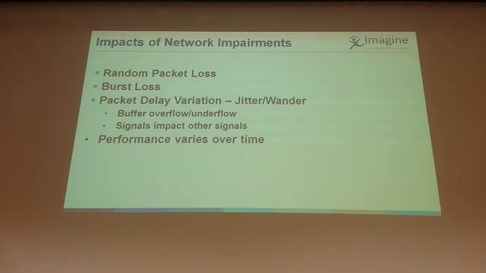This can cause buffer underflows and overflows in our receiving devices, which is always going to cause a whole bunch of errors. And one signal is going to start to impact another signal. If I start up another video stream, my switch becomes congested, and all of a sudden my video that was error-free is going to start to have errors. So my performance can vary over time. Just because I've commissioned my system and everything's good, things can vary.